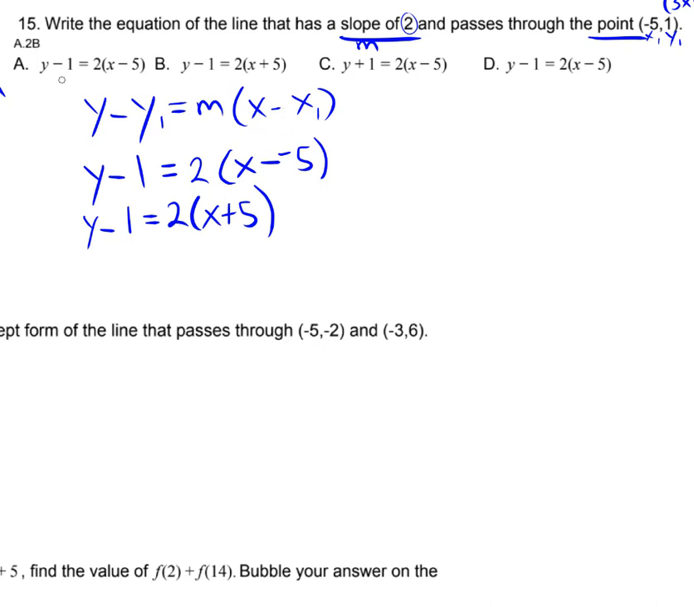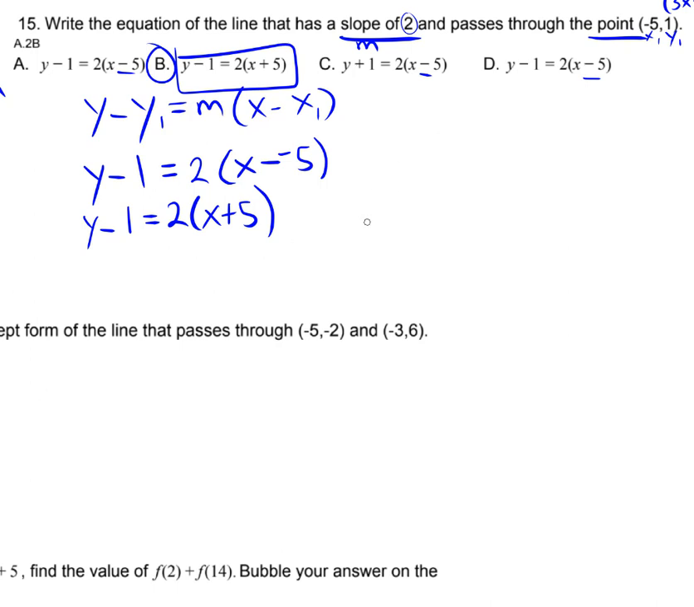Now if I look at my answer choices here, obviously this is x minus 5. That's not right. This is x minus 5, also not right. X minus 5. In fact, there's only one answer choice that has the x plus 5, and that's y minus 1 is equal to 2 times x plus 5. So the answer choice is, in fact, B.